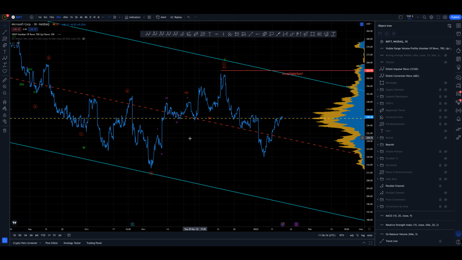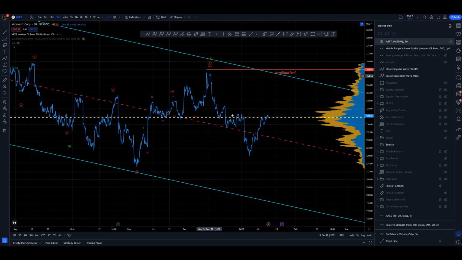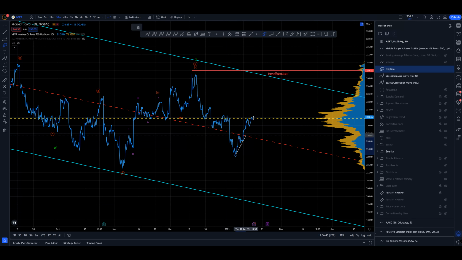So makes this a bit problematic because that doesn't look like an impulse, not really, in my opinion, and that doesn't look like an impulse either. That looks more like a zigzag. 1 2 3 4 5, A B C. 1 2 3 4 5, 1 2 3 4 5 off of the low. 3 followed by 5 is going to be 5 within a larger 3, unless it's part of the flat. So that is probably not done.